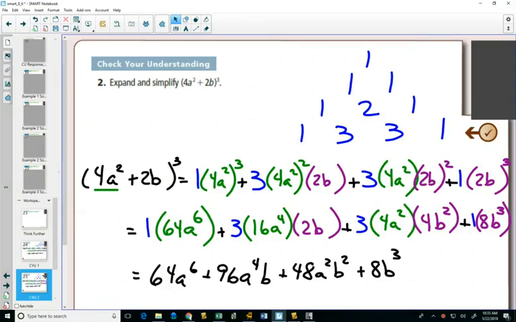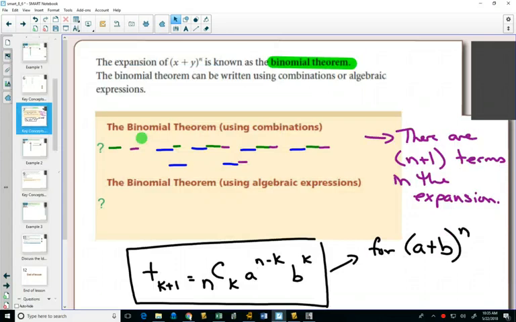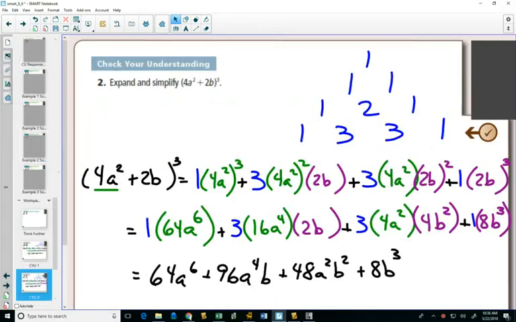So if we go back to our formula, what we've basically done is this. That's how we did it this time. And the blue numbers, what's underlined in blue, we got from Pascal's triangle. So now we're going to see how this formula works. So we're going to go back to our example.